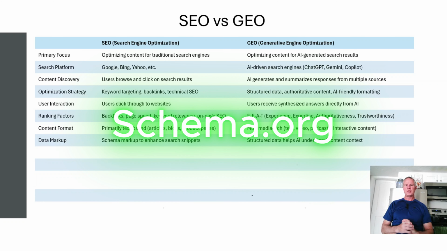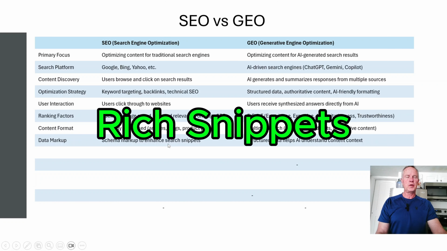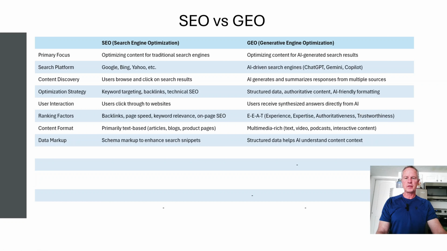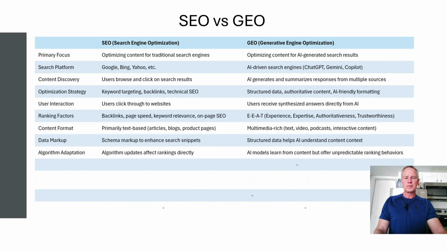Data markup or schema markup is done mainly in SEO for rich results or rich snippets and things. That's been the main purpose. Whereas with GEO and AI, it's usually structuring it better so it's more appealing for the AI generative engines to find it and understand it so they can parse it easily.